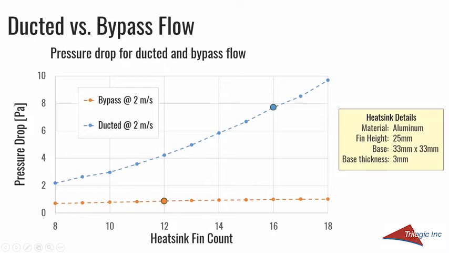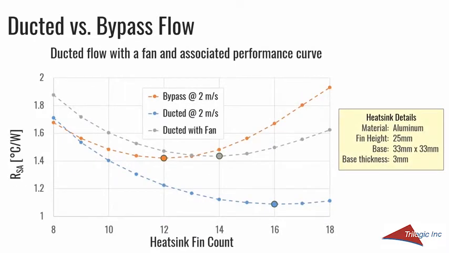For the bypass case, there's really no effect on the pressure drop, as the air, rather than increasing the pressure, just moves around the heatsink. So there's a price to pay. When you look at a ducted system, you don't have the opportunity to fix the velocity. You have something driving that flow, like a fan that has some kind of characteristic curve. So let's take a look at that.